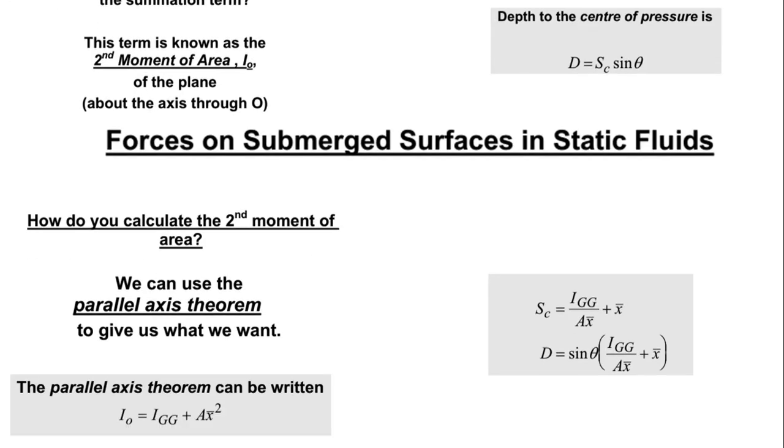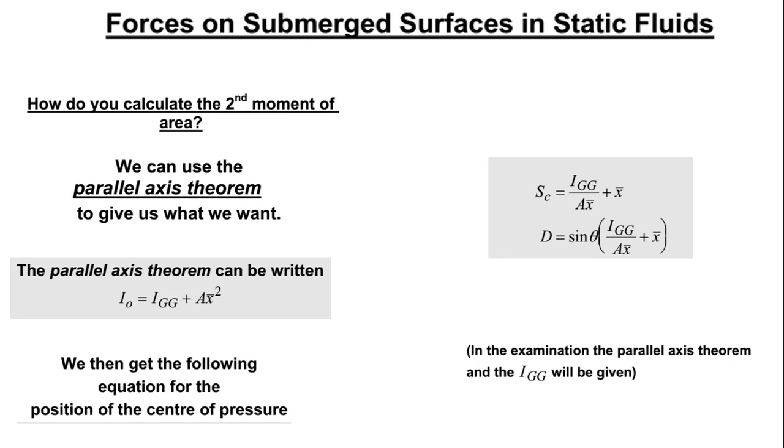From there we will need to use the parallel axis theorem to find the second moment of area. So the question is, how do you calculate the second moment of area? We need to use the parallel axis theorem, which is written as I naught is equal to IgG plus A x bar squared.